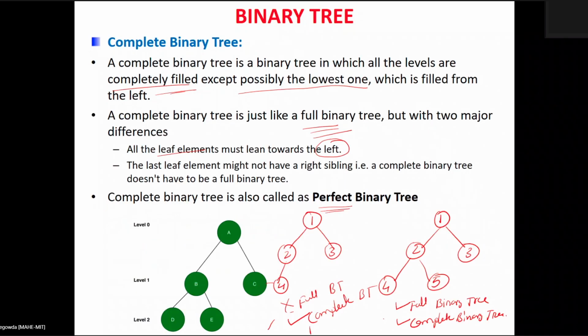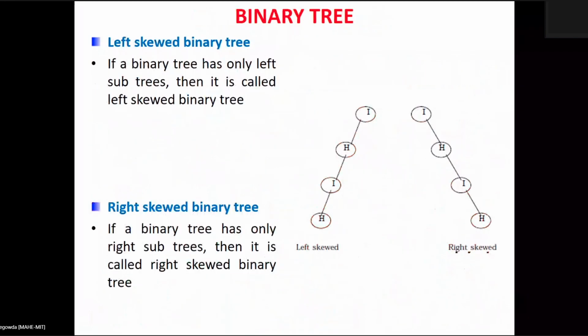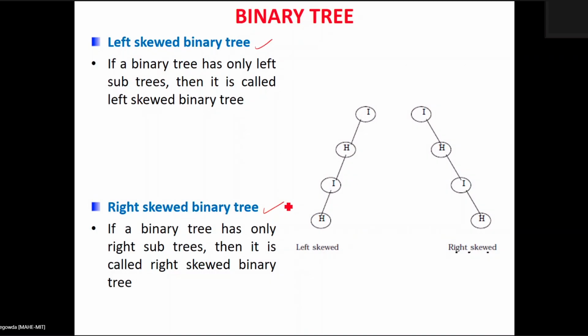Now we have seen the different types of binary tree: strictly binary tree, complete binary tree, and 2 more types. They are called the left skewed binary tree and the right skewed binary tree. Left skewed and right skewed binary trees refer to the case where all the internal nodes are going to have only one child at every level.